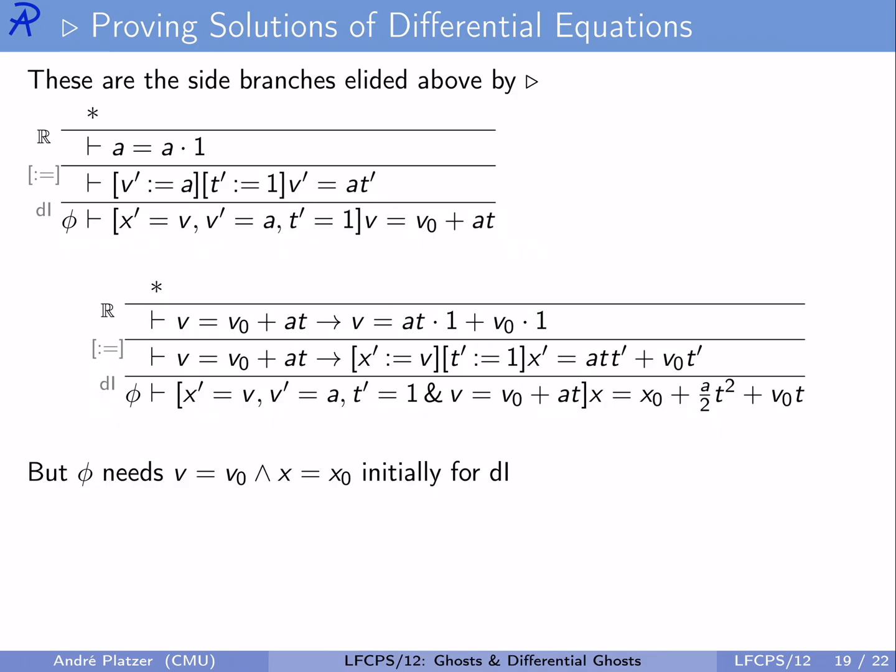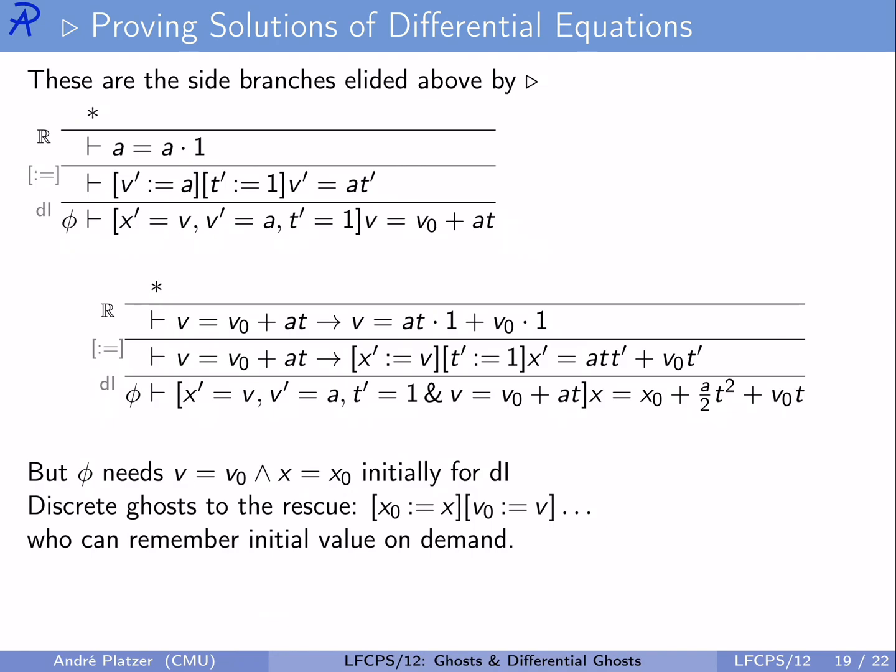If only v equals v naught and x equals x naught are actually true in the beginning before the differential invariant proof rule is used, which they won't be except discrete ghosts to the rescue. You can make sure the two are equal just by having x naught remember the initial value of x and having v naught remember the initial value of v. Discrete ghosts can remember initial values on demand.